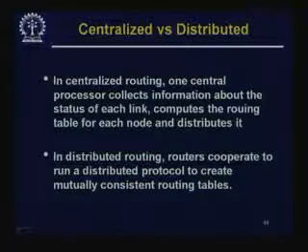In distributed routing, routers cooperate to run a distributed protocol to create mutually consistent routing tables. In distributed routing also there are 2 approaches, and we will look at both. One is that you distribute the local information only and then globally try to come to a solution. The other is that you distribute the information globally and then locally you simply run some kind of a centralized algorithm, because you now have the global picture not only in one place, but in each of the places.